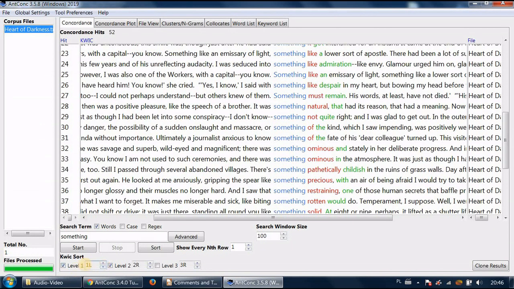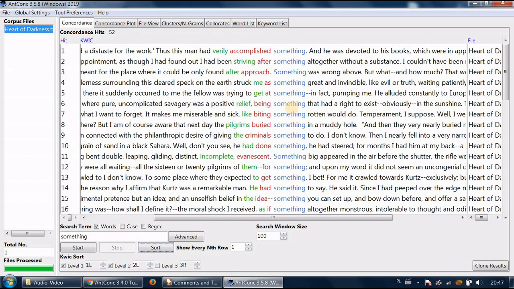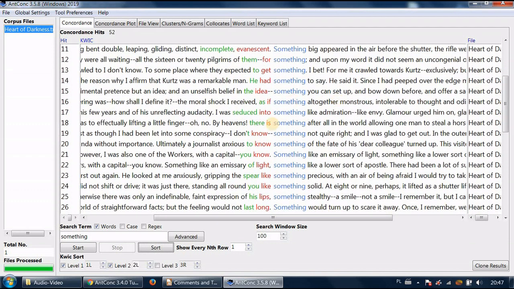So first word to the left and second word to the left, and I'll leave the third level unchecked and press sort again. And now it is according to the first word to the left, and if the first word to the left is identical to another first word to the left, like in here, then it's the second word to the left which is the deciding factor. Obviously you can choose up to 3 levels, not just 2.